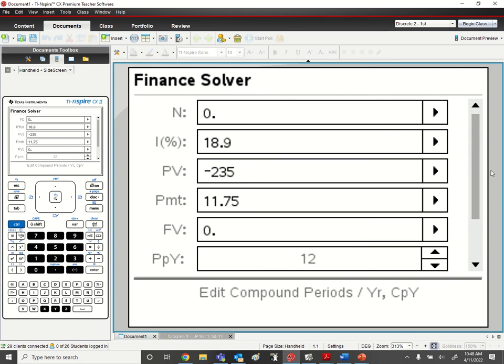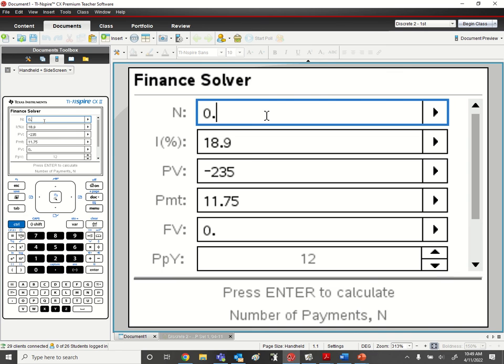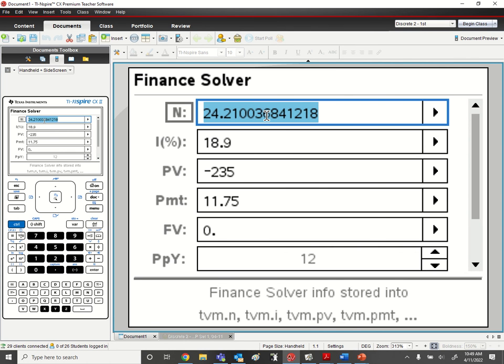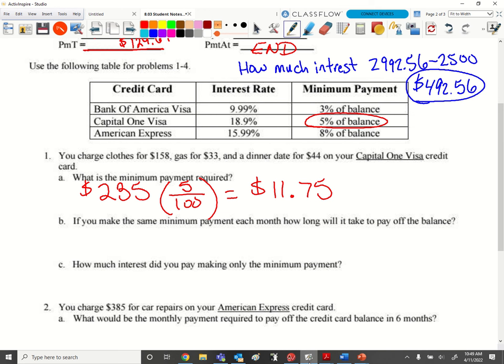So what we're trying to do is figure out how many months it's going to take to pay this off. So you highlight the top box. The top box is how many payments it's going to take. So we click on that, and if you notice right here on the bottom it says press enter to calculate. And I get 24.21. So that says it's going to take 24.21 payments. About 24.21 months. A little over 2 years.